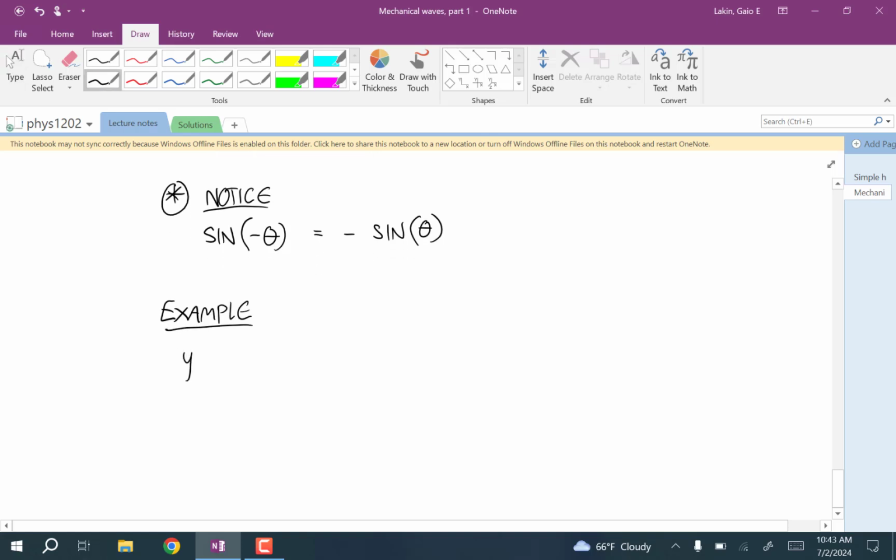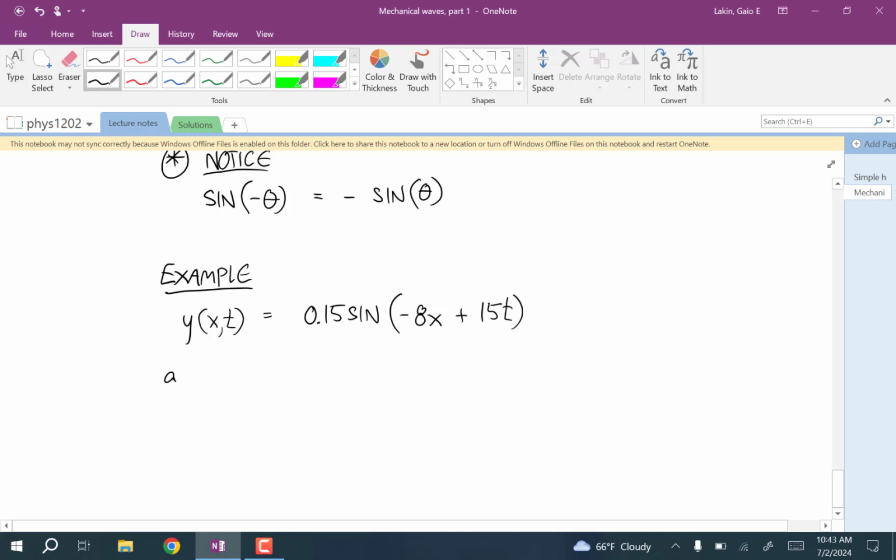Let's say that we have a wave function that's 0.15 times the sine of negative 8x plus 15t. And we want to know the following things. What's the direction that the wave is propagating? Second, what's the wavelength? And third, what's the frequency of this wave?